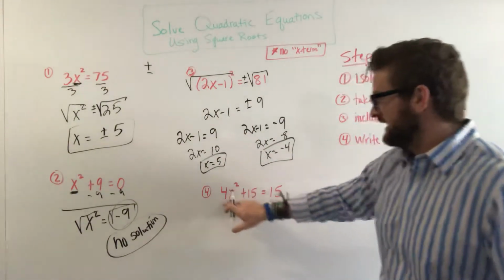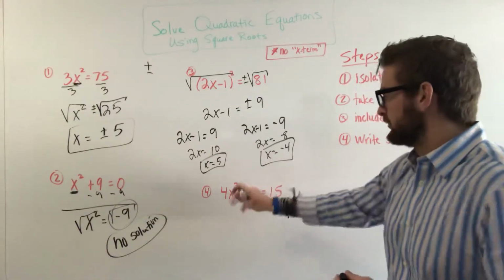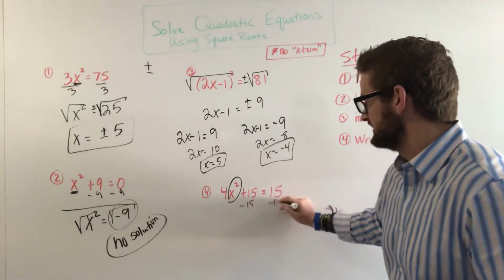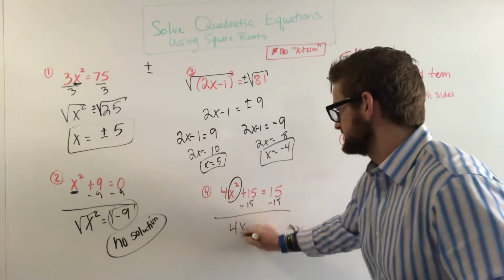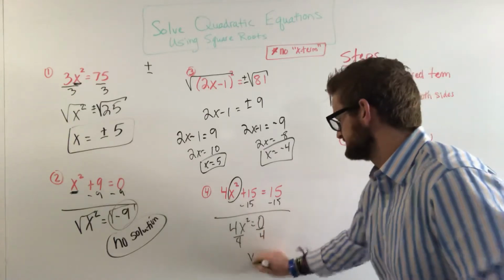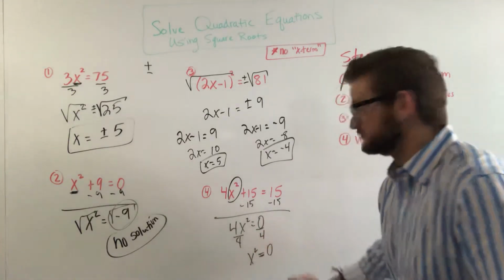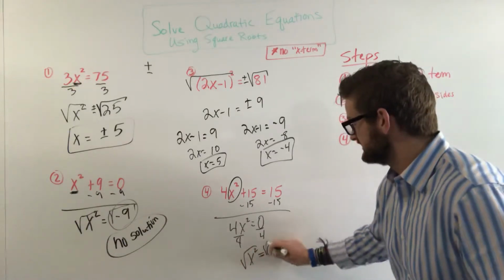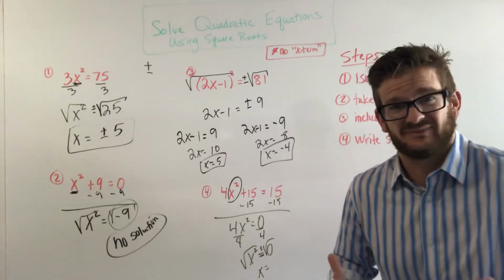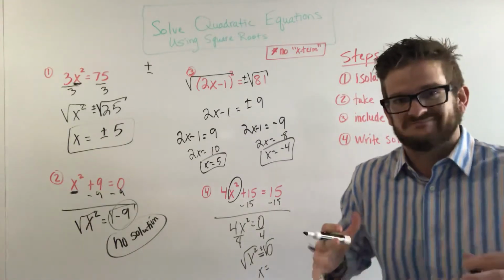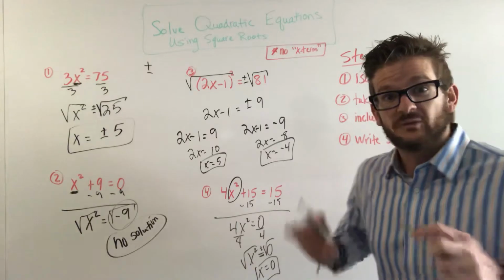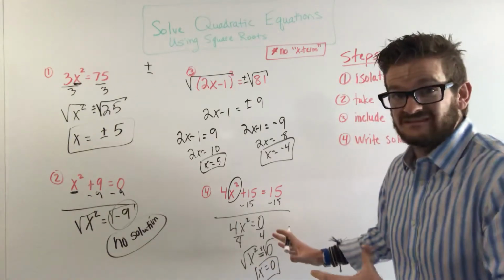Our final example, 4x squared plus 15 equals 15. Whatever is being squared, isolated. So we're going to isolate this through operations. So subtracting 15 from both sides first, dividing by 4, we get x squared is equal to 0. Now, if we take the square root of both sides, we put our plus minus. X is equal to the plus minus, positive and negative of 0. No, it's just 0. So x is only 0. So if we run into that case, we just leave it as is.